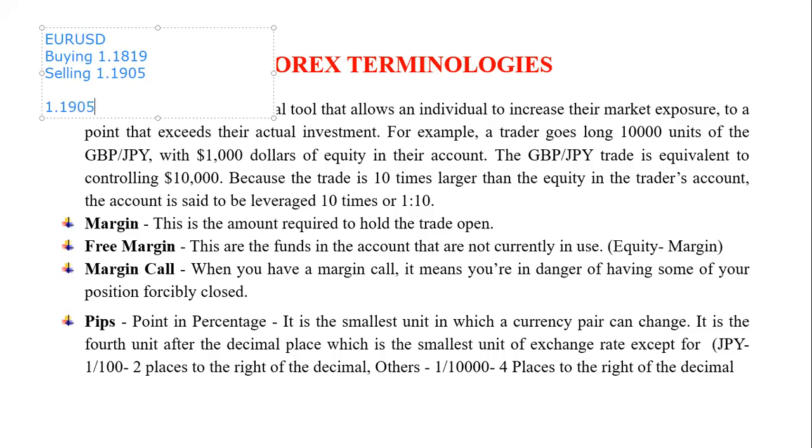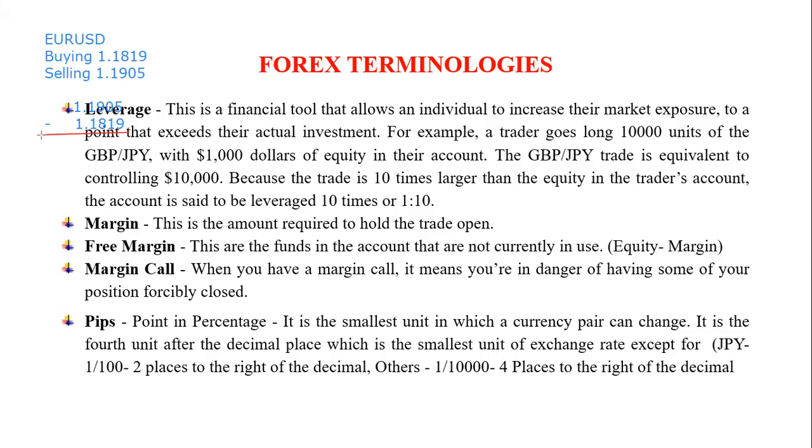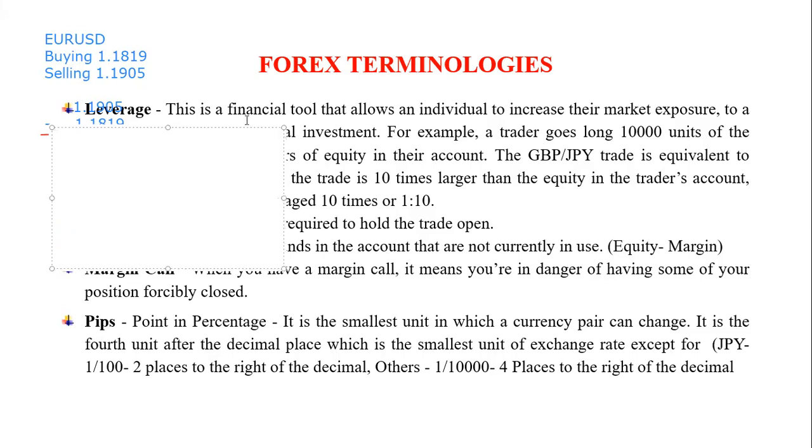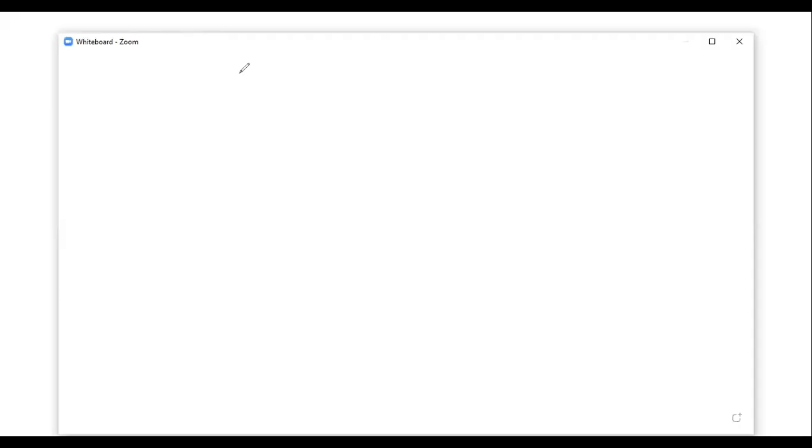So when you do this subtraction manually, it will be like 1.1905 minus 1.1819. When you do your subtraction from this place here, let me just take you to a clean board. Let's talk about this place here.